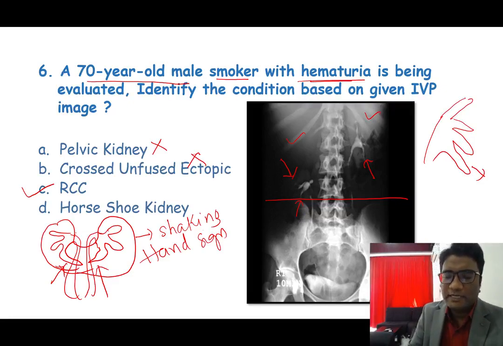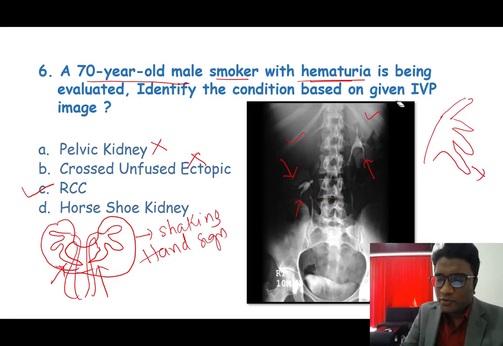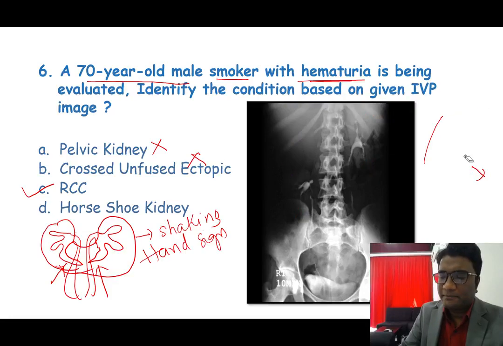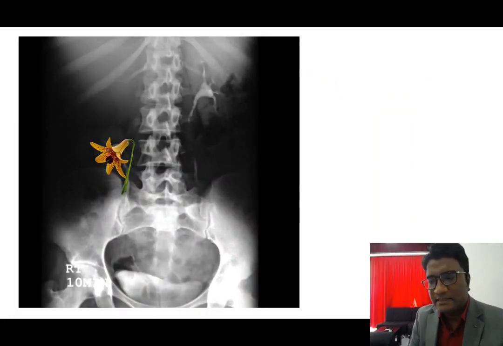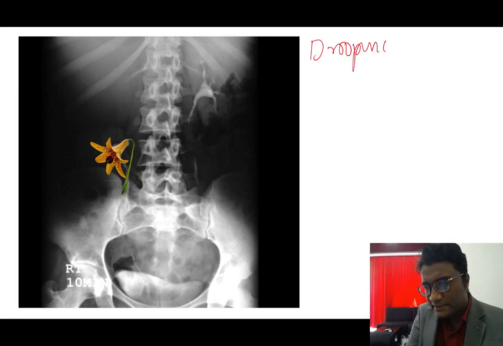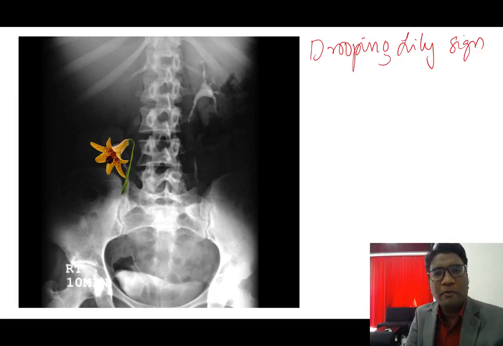Let us understand what exactly is happening here. This IVP image is showing a very classic radiology sign. This sign is called the drooping lily sign. When you see an image like this, this is what is called the drooping lily sign. And drooping lily sign is seen in two important conditions. You see such IVP images in two important conditions.